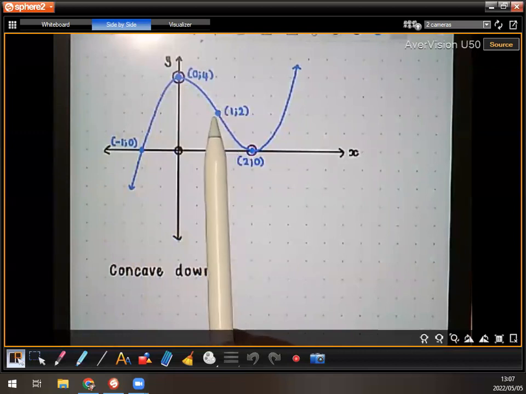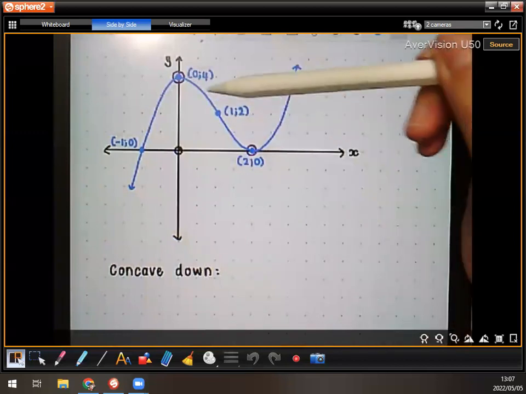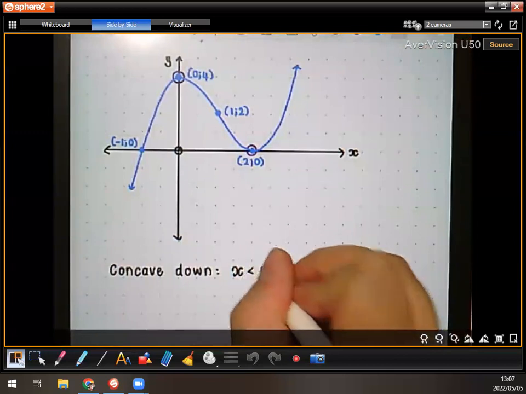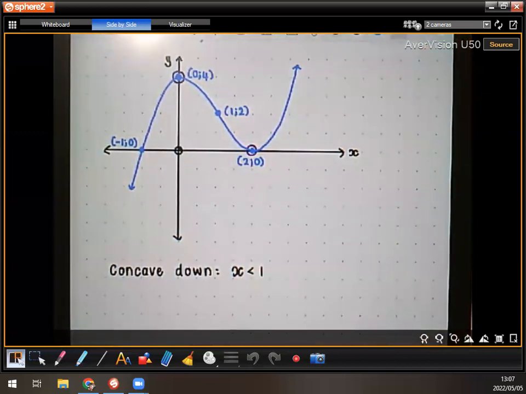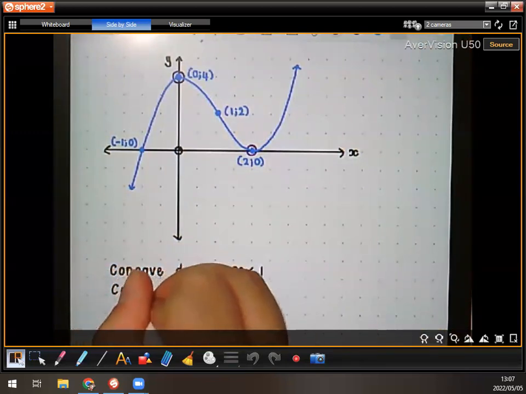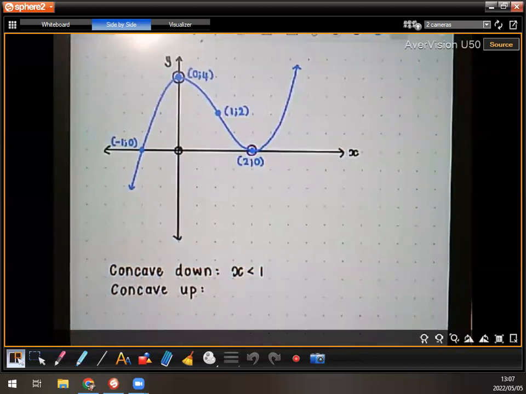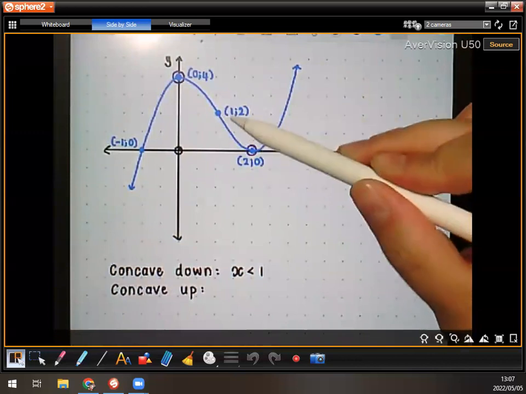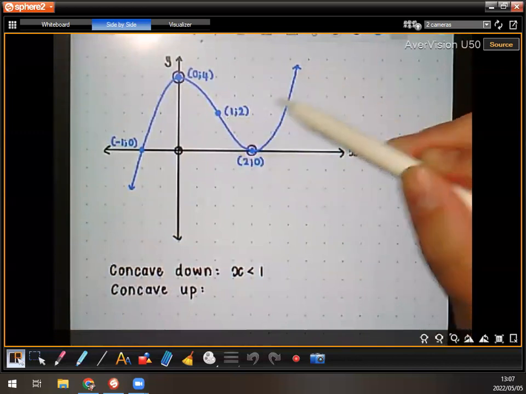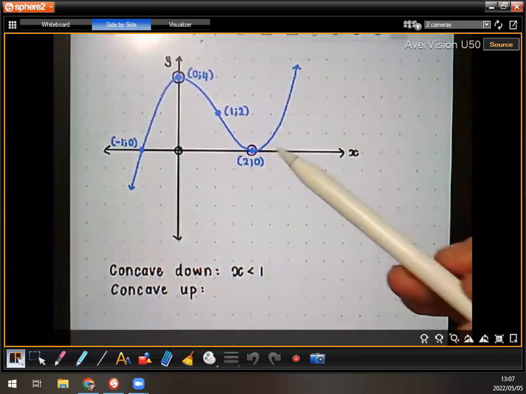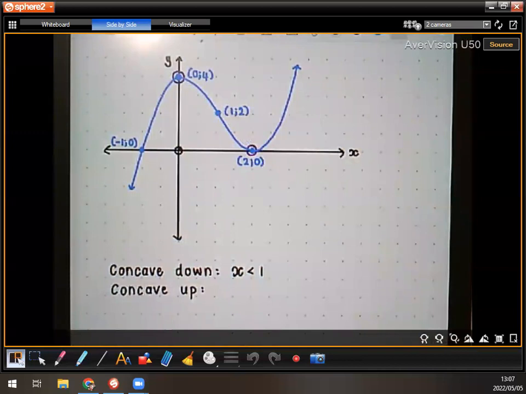At that point, it's neither concave up nor concave down. The point of inflection is where it changes its concavity. So this section is concave down. So we're going to say where x is less than 1. If they're asking for where is this graph concave up, it's going to be the part that looks like an upwards facing parabola, from the point of inflection to the right. So we're going to have to say there where x is greater than 1.